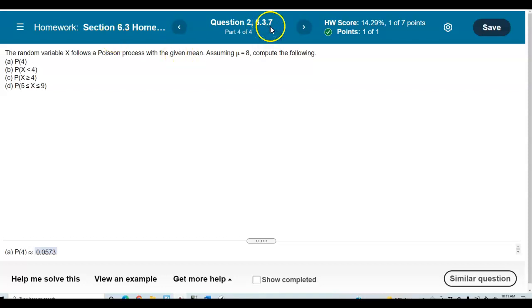Section 6.3.7. The random variable x follows a Poisson process with the given mean. Assuming the mean is equal to 8, we're going to compute the following. Part A, where the probability is exactly 4. Part B, where the probability of x is less than 4. Part C, the probability where x is greater than or equal to 4. And Part D, the probability where x is in between 5 and 9.